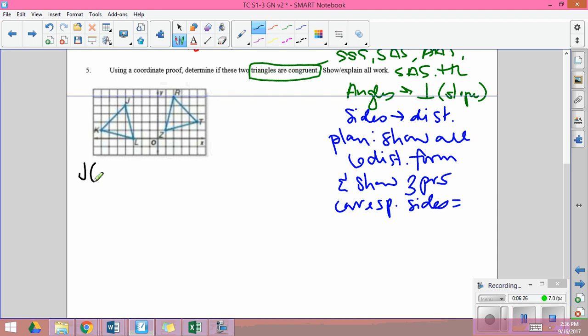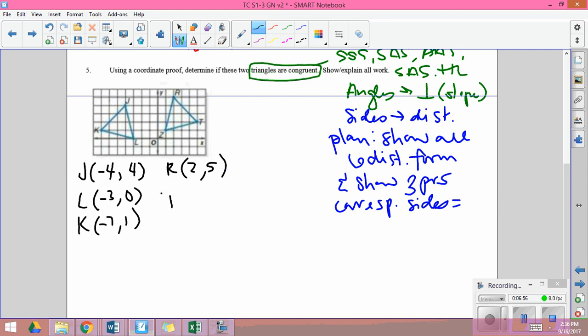J is going to be at (negative 4, 4). L is at (negative 3, 0). K is at (negative 7, 1). R is going to be at (2, 5). T is at (5, 2). And Z is at (1, 1).